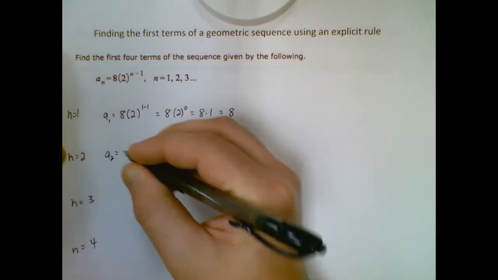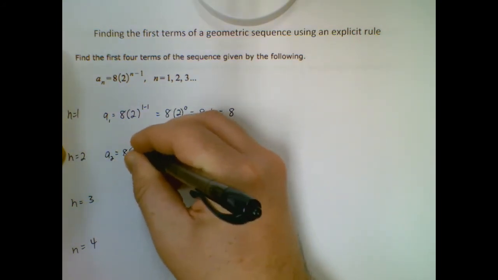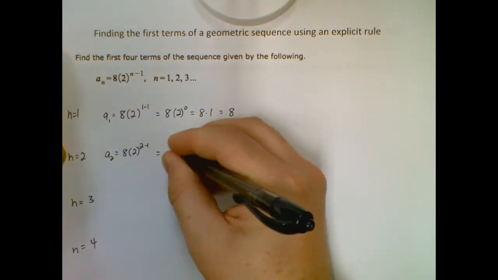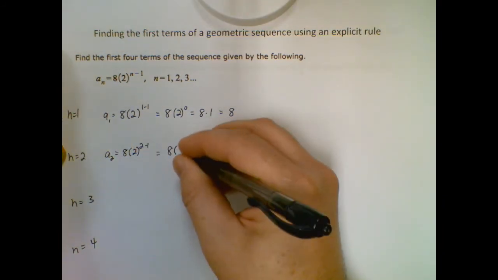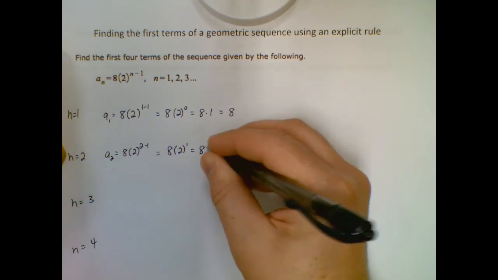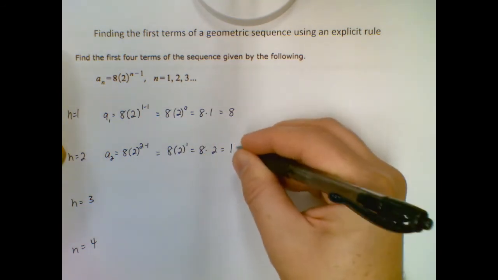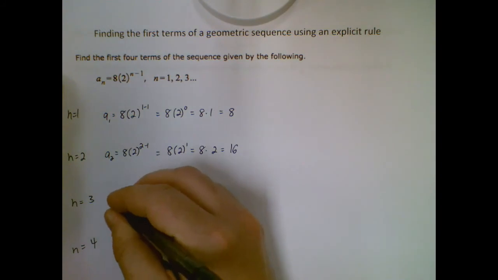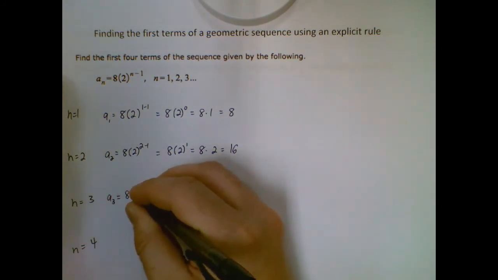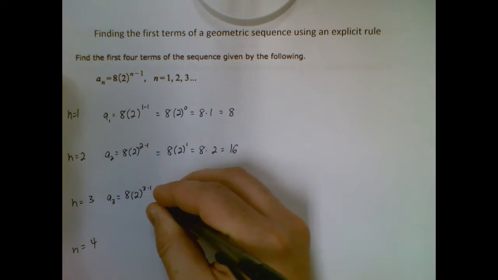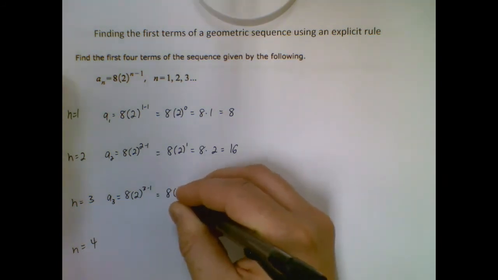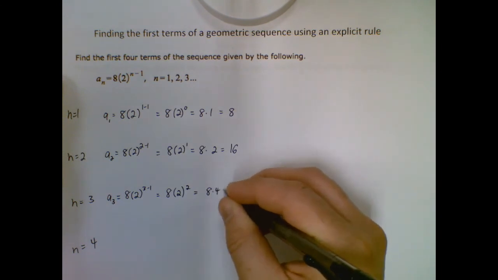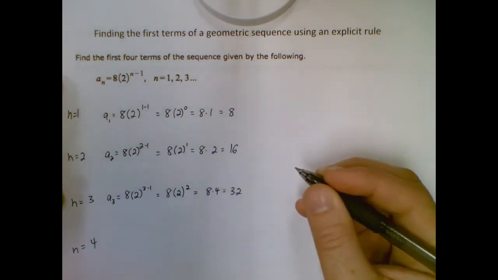A sub 2, our second term, will look like this. So that's 8, and then 2 minus 1 is 2 to the first, which is just 8 times 2, which is 16. A3, 8 times 2 to the 3 minus 1, 8 times 2 squared, which is 8 times 4, so 32.